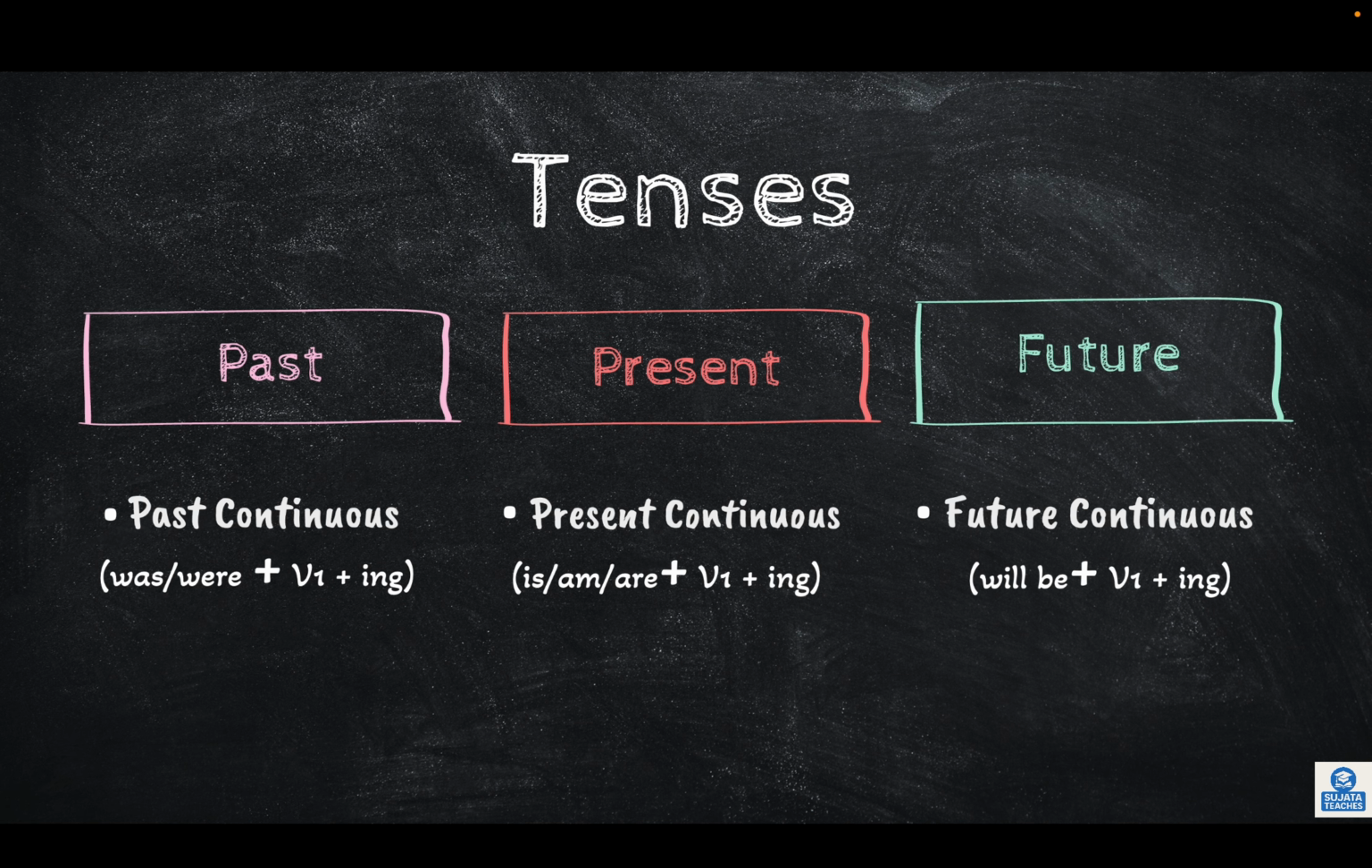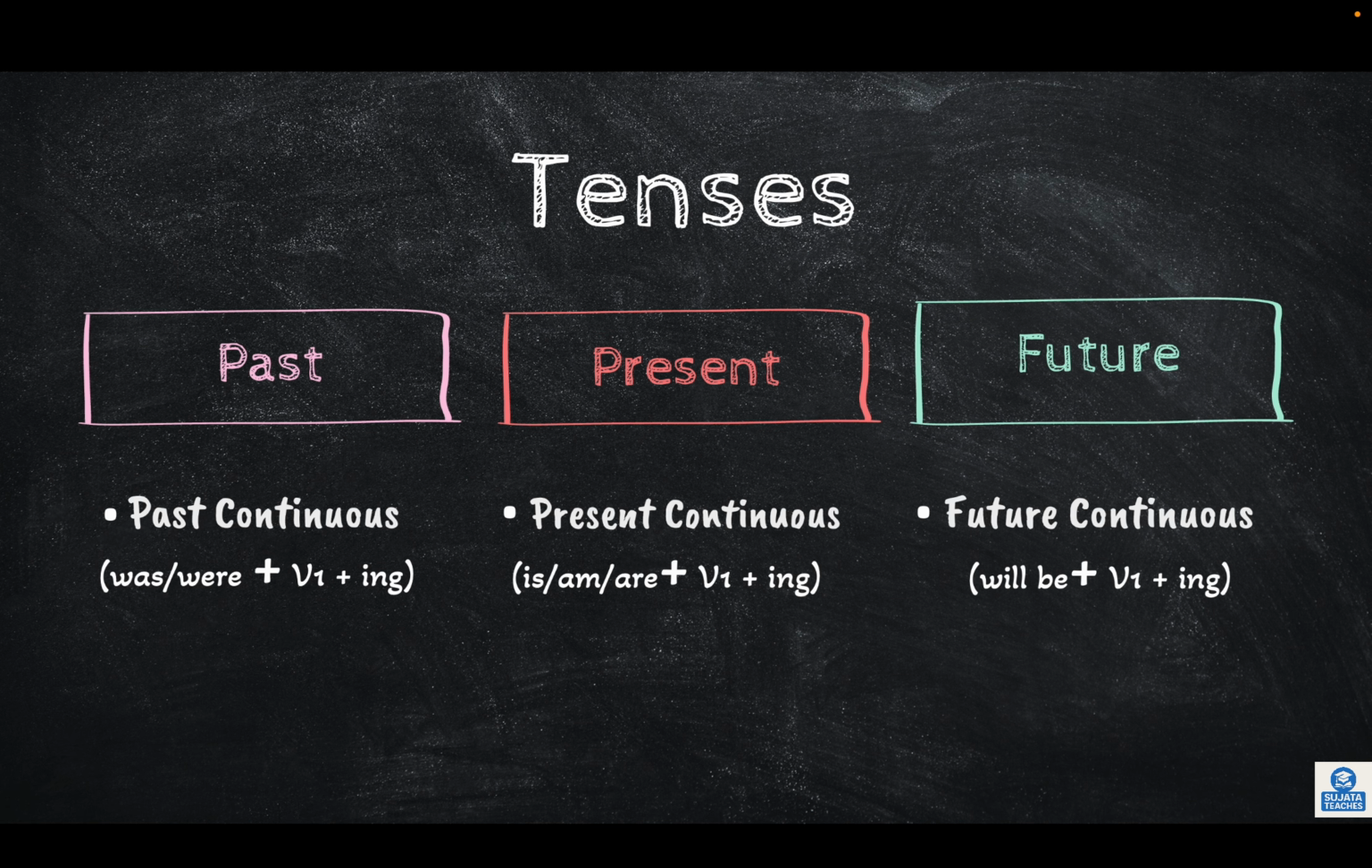So here for past continuous: was or were plus V1 plus ing. You must be wondering what is V1. V1 is the verb's first form, that is the base form of the verb. I have already uploaded the video. I'll put the link in the description box.